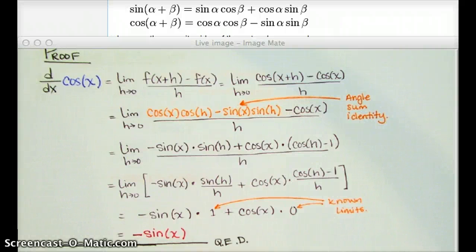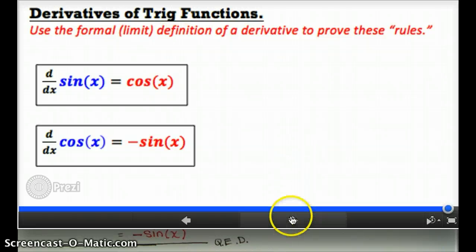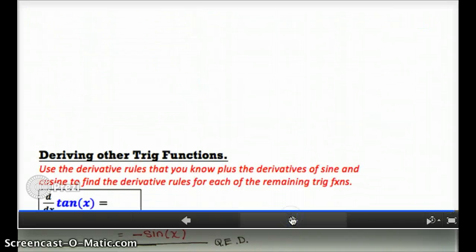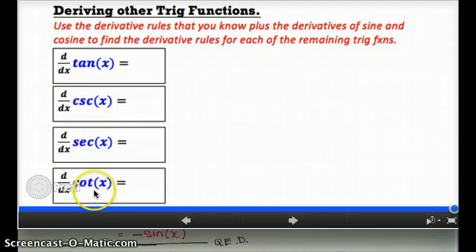So here's the great news. Now that we know for sure what cosine and sine are, what their derivatives are, we can use these to find the rest of the trig functions, and we actually don't even have to go back to the limit definition to do it. Knowing cosine and sine and knowing your trig identities, which you better have memorized, we're going to be able to derive these 4 derivatives. I'm going to do tangent with you, and then you'll work out cosecant, secant, and cotangent.